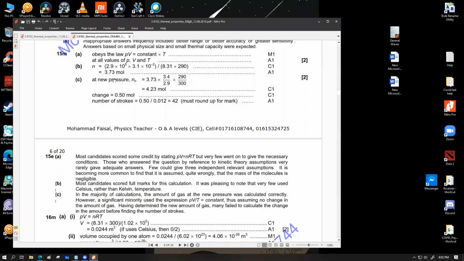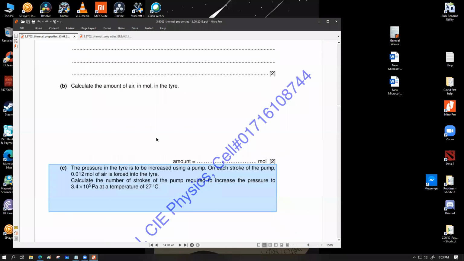So being able to use this formula to calculate the new mole number is 1 mark. Then being able to perceive the idea that you have to calculate the change of mole numbers through the subtraction, that concept gives you 1 mark, and then the actual answer, the number of strokes, which you must round up to the next integer, gives you the last mark. Make sense, everyone?